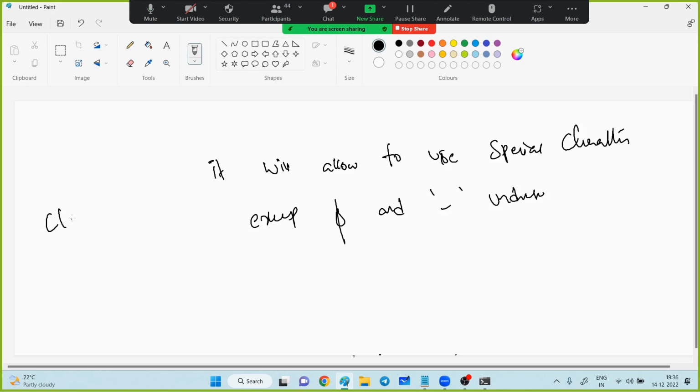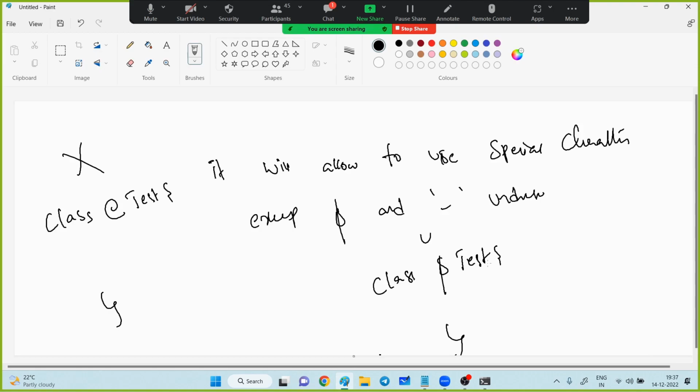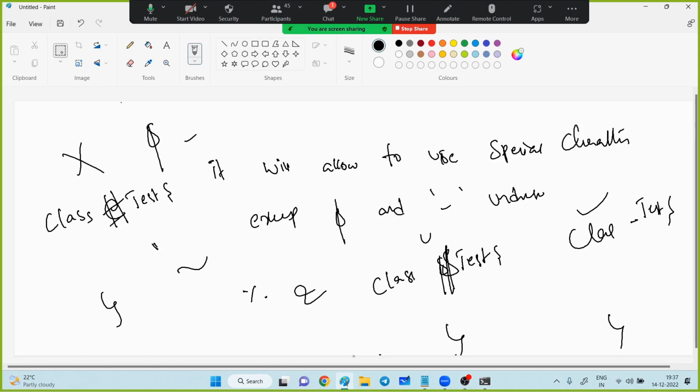Suppose you write class @test, it is wrong. If you write class $test, then it is correct. Dollar, no space here. Class _test is also correct. Not only at the rate, but hash, single quote or double quote, infinity symbol, percentile character, and character, these are all not allowed. Only dollar and underscore are allowed.